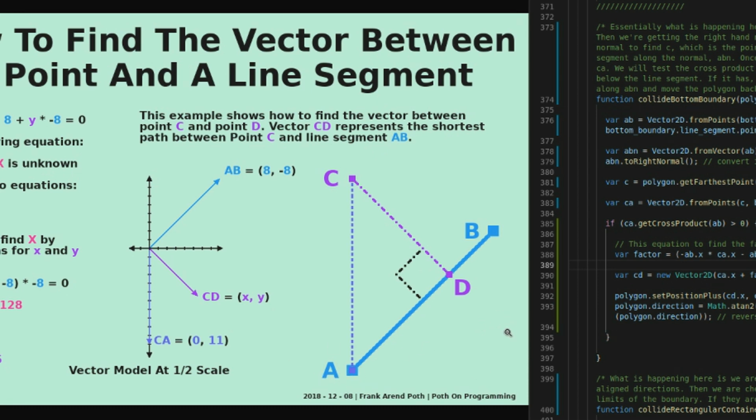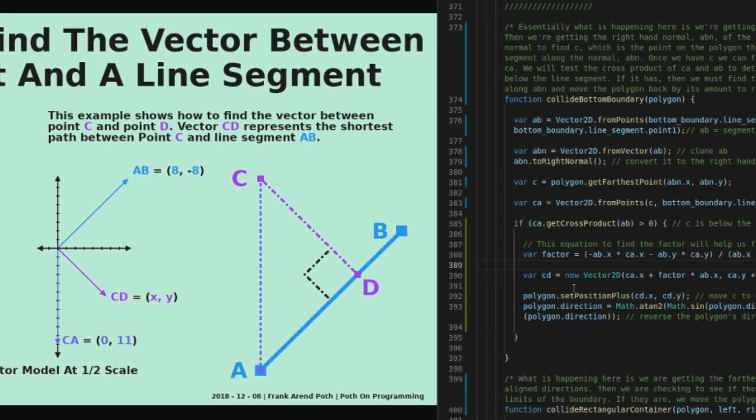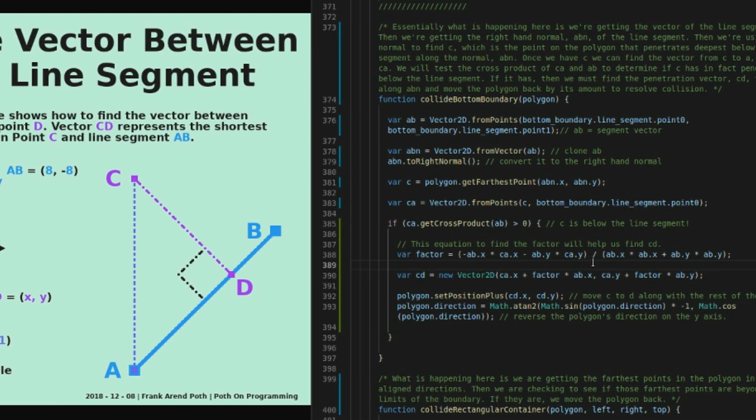So let's say CD is out here. It goes from this right here up to here. We know we have to move our lowest point on our shape from here all the way back up to here to set it back out of collision with the right side of the line segment AB. And that's exactly what we do. Once we figure out what CD is by creating that vector using the equation and substituting in the value we have for factor, we can figure out what CD, the displacement vector to resolve our collision, is, and then we can just add that vector's coordinates to our polygon with polygon.setPositionPlus.